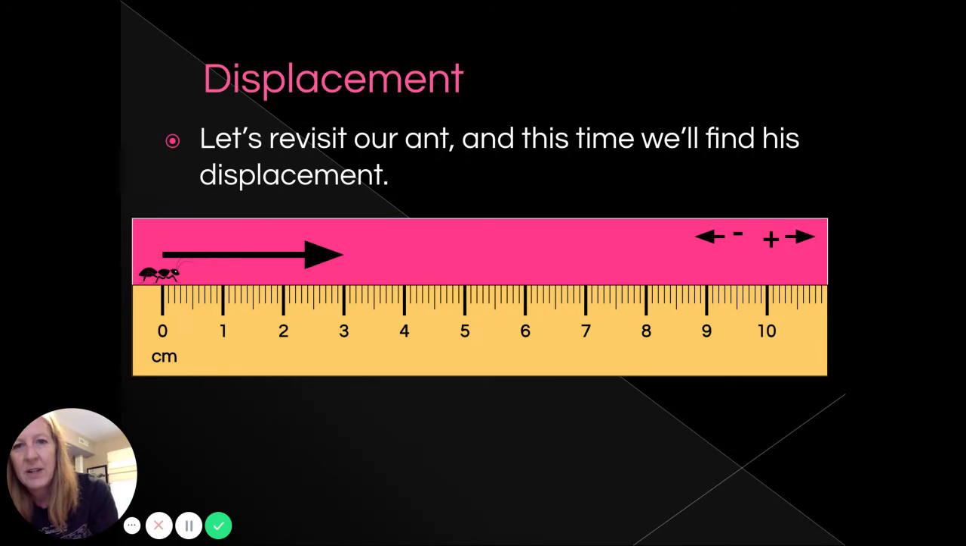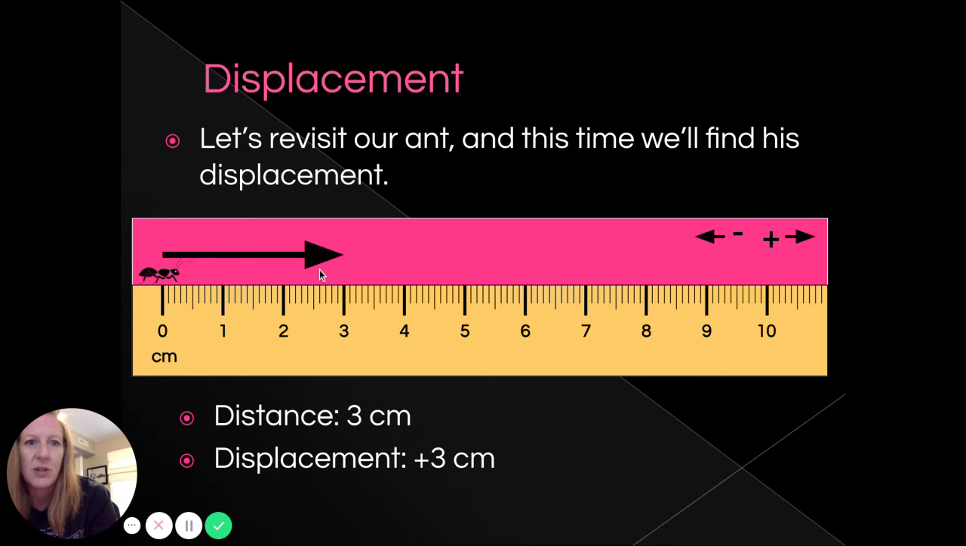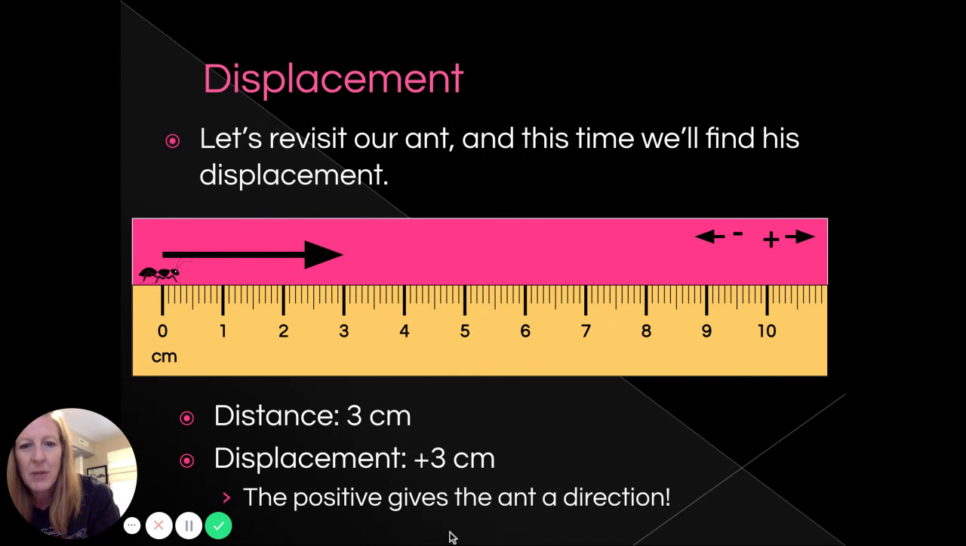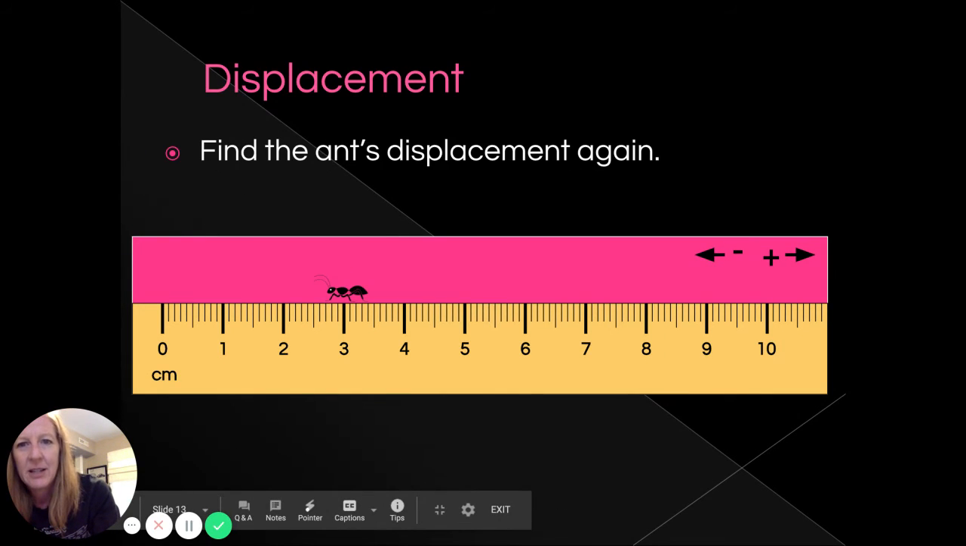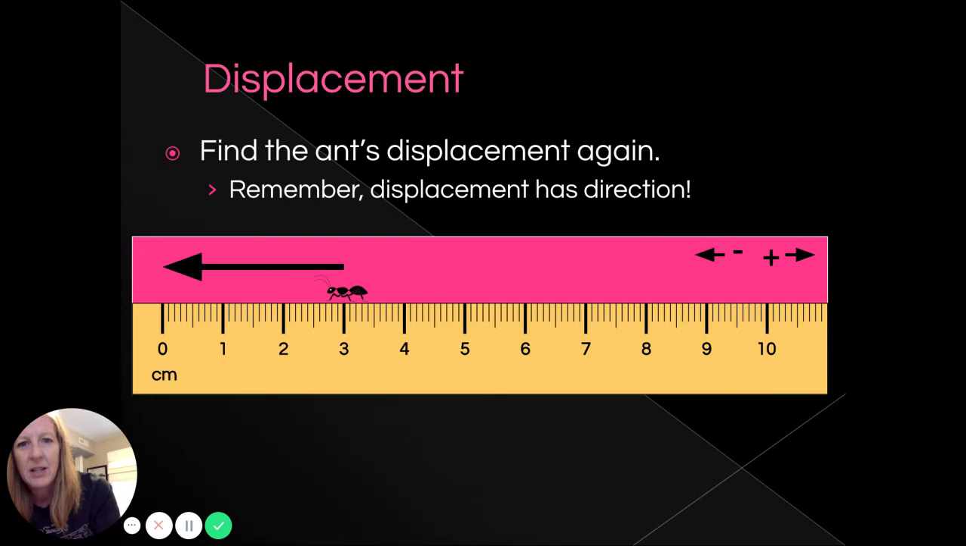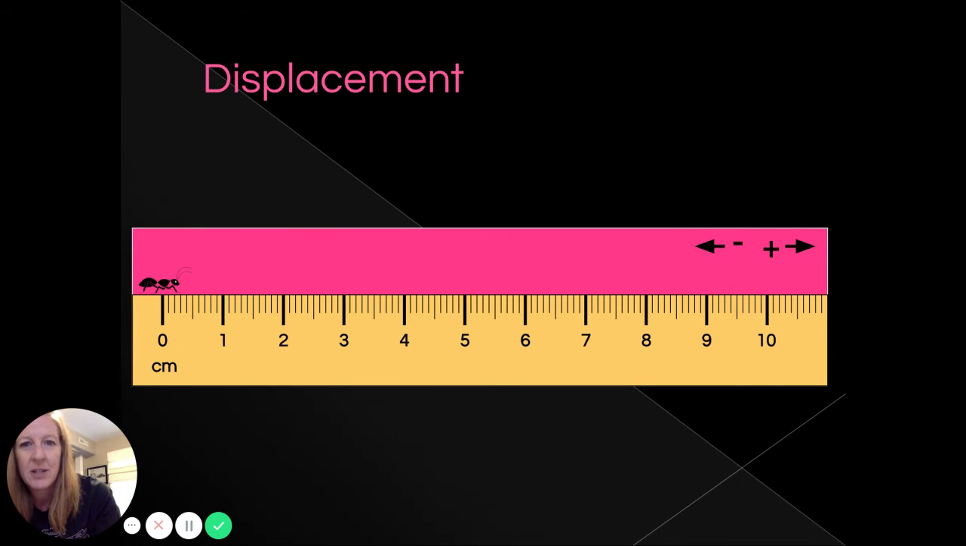So let's figure out this ant's displacement. The distance he traveled was 3 centimeters. What was his displacement? Displacement is positive 3 centimeters. So he's moving 3. You could also say 3 centimeters to the right. Positive gives the ant a direction. Here's my ant again. Let's find the ant's displacement again. Displacement does have direction, so now this ant traveled the same distance, 3 centimeters, but the displacement was negative 3 centimeters, or 3 centimeters to the left.